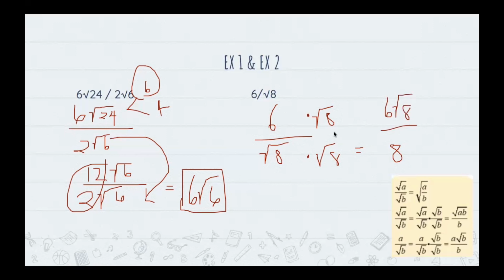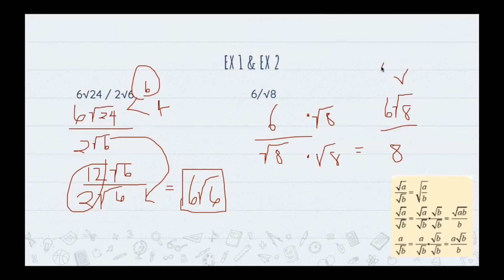So this goes for anything. So let's say this was radical 3, you would just multiply it by the same thing. So radical 3 times radical 3 would give you 3. So if you do the multiplication of a radical with the same radicand inside, it just gives you the radicand as the whole number. Now we can simplify this further.